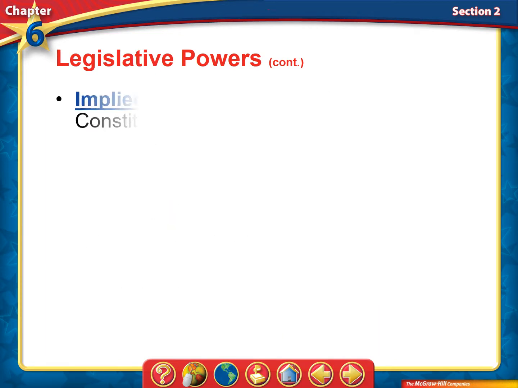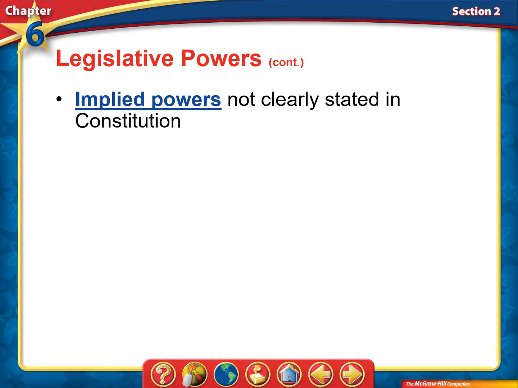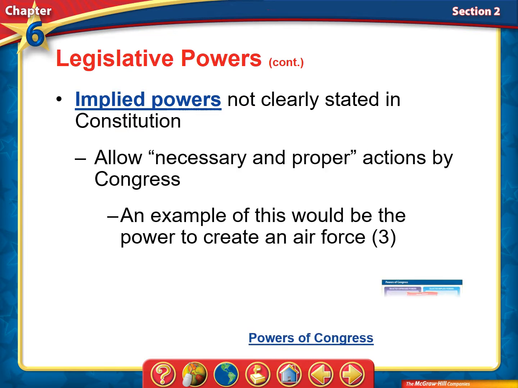But what else can Congress do? Well, there are also implied powers. These are powers that are not stated specifically in the Constitution. Well, that's interesting. There are things the Constitution says that Congress should do, and then there are things that are implied, meaning it doesn't specifically say it, but Congress is still supposed to do it. So what are some of these? Well, here's a big one. Allow, quote, necessary and proper actions by Congress.